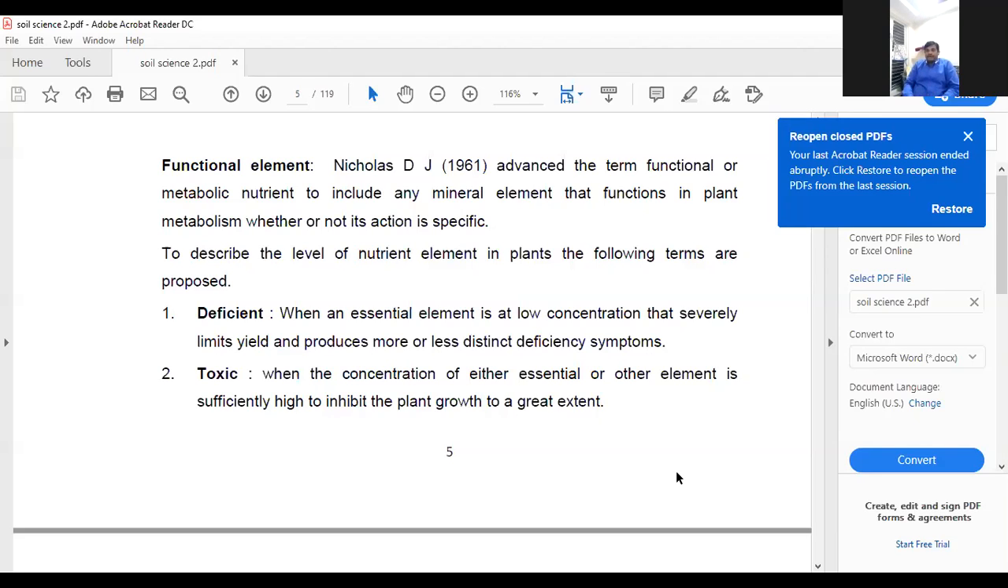Then another term is toxicity or toxic element. When the concentration of either an essential or other element is sufficiently higher than balance, or the optimum, high enough to inhibit plant growth or retard it to a greater extent, that is known as a toxic element, and the process is known as toxicity.